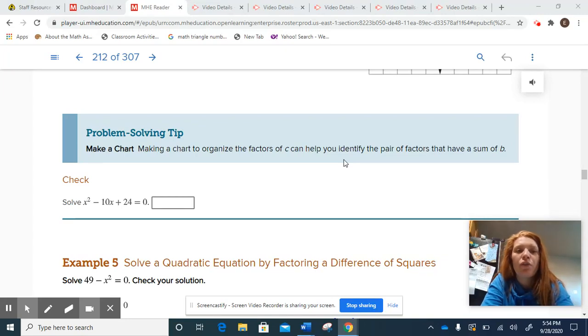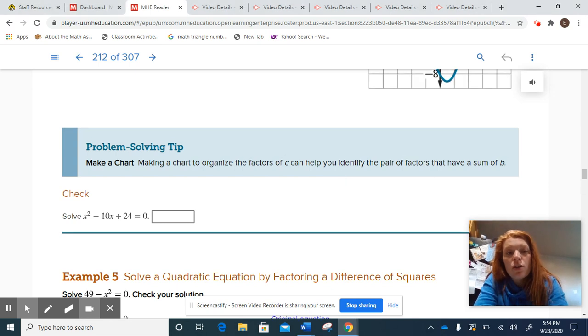So let's go ahead and do the check for example 4, and then we'll go to example 5. So the check, very important before you start any sort of factoring problem, it has to be equal to 0. In this case, it's already set equal to 0, so you can start off. I think one of the examples later in this section has one where it's not equal to 0, and we'll get to that.